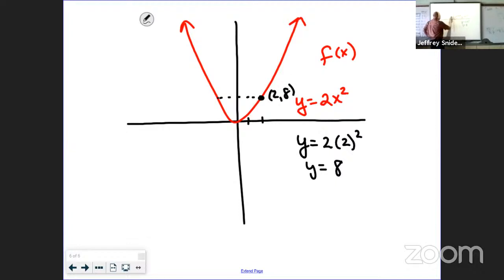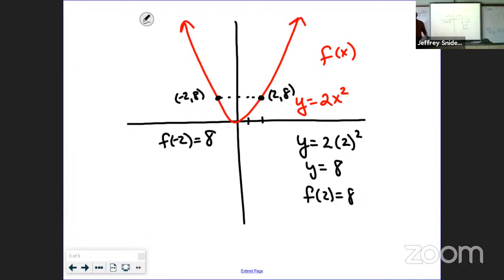Can anybody tell me what this point over here has to be? Negative 2, 8, right? You remember that? That's because quadratics had a line of symmetry, and it was just reflected across the line of symmetry. So in other words, f of 2 equals 8. And over here, I would write that f of negative 2 equals 8. And that's true for all values of x on this function. Doesn't matter what I make x, it's true.